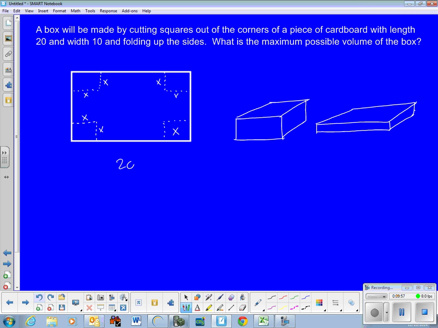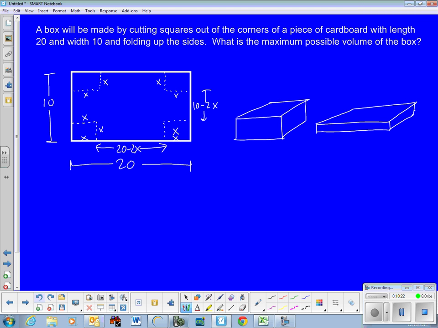If this is 20 and this is 10, what is this? All right. If I cut those rectangles size x out, wouldn't that length be 20 minus 2x? This would be 10 minus 2x. Do you agree with that?